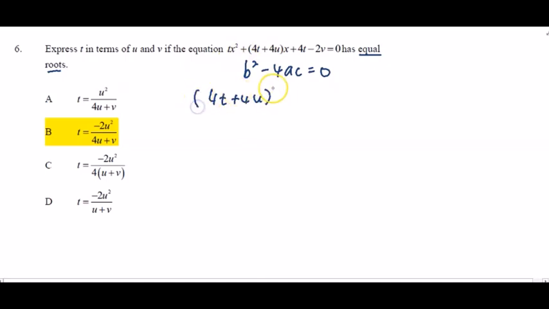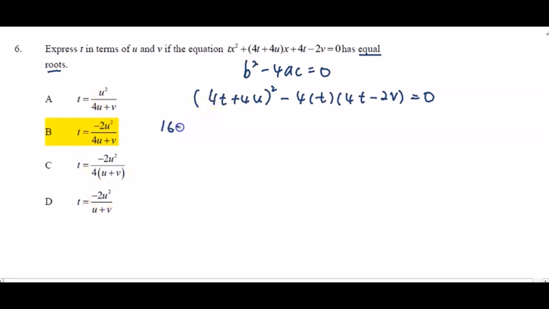Okay. And then b squared, right? So (4t plus 4u) squared minus 4a. a will be the t, and the c is 4t minus 2v. So equals 0. So our equation is not only in terms of t but also in terms of u and also v. All right. So I'll try to expand this. Later on, I'm going to make t the subject and express t in terms of u and v.